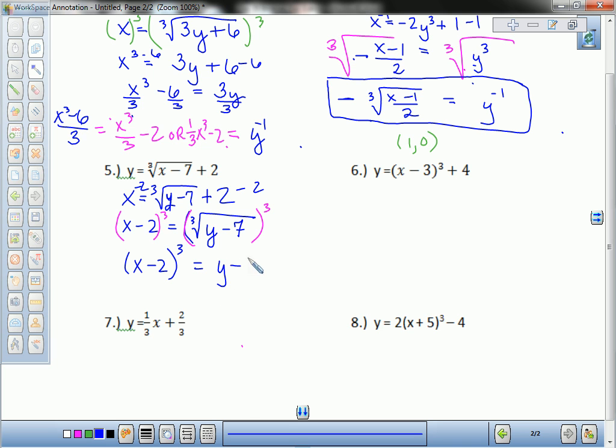Over here, we're left with y minus 7. So what's our last step? Add 7. So we get x minus 2 cubed plus 7 equals the inverse.